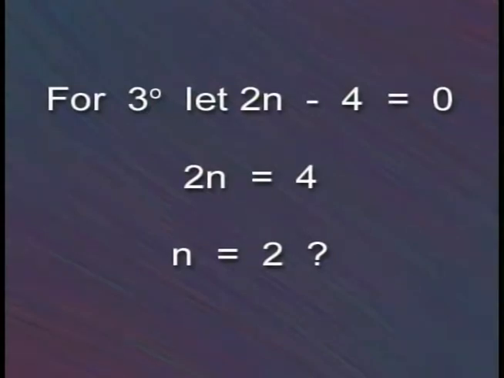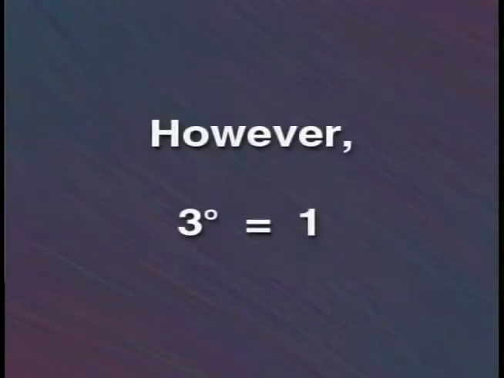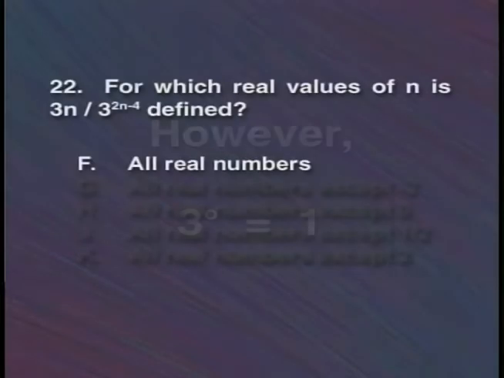At first glance, we might be tempted to answer that 3 to the 0 power is 0. We might let 2n minus 4 equal 0 and solve for n equals 2. However, answer K is not correct. By definition, any number to the 0 power is equal to 1. Thus, 3 to the 0 power is 1. Consequently, there are no real numbers that will make the denominator equal to 0 in this expression. Thus, all real numbers will work. The correct answer is F.